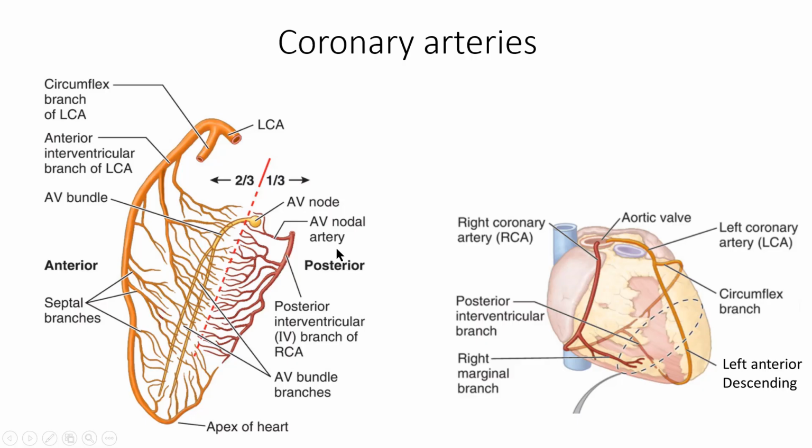On the posterior wall of the heart, we have a branch off of the right coronary artery called the posterior interventricular branch, which is going to send perforating arteries that will perfuse the posterior 1/3 of the interventricular septum.